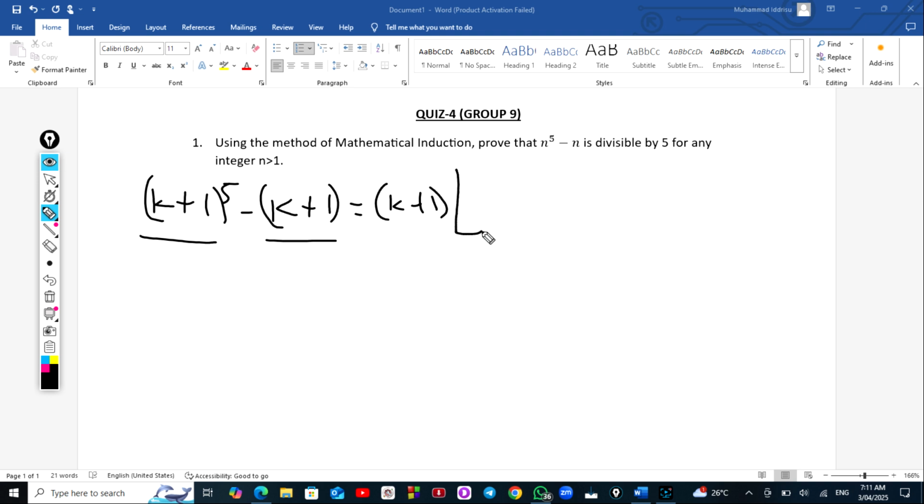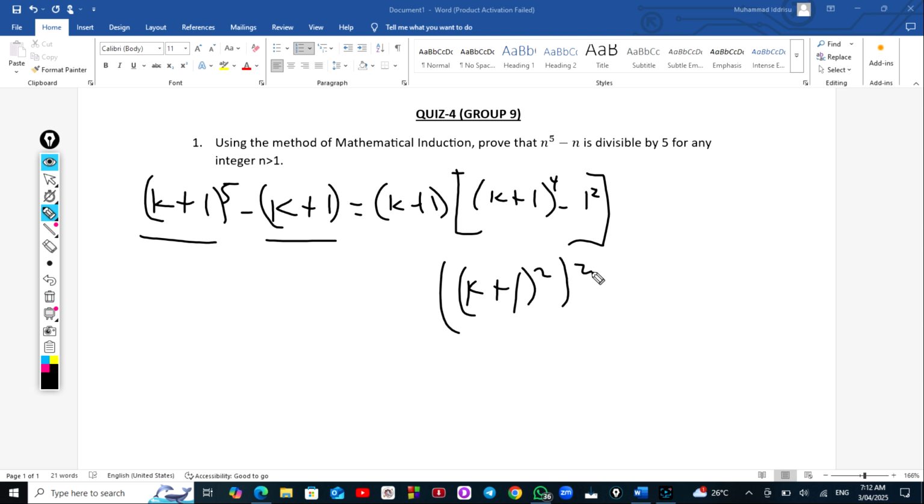out, so that here we can now have k plus 1 all to the power 4 minus 1, and this is just like k plus 1 all to the power 4 minus 1 square. So you can see that this is a difference of 2 squares. This k plus 1 square all square minus 1 square. So this is a square and this is also a square.